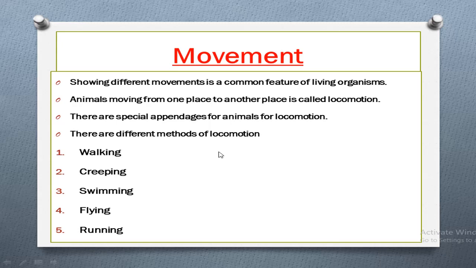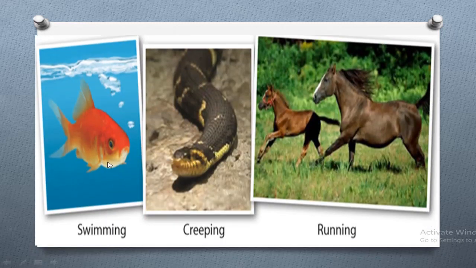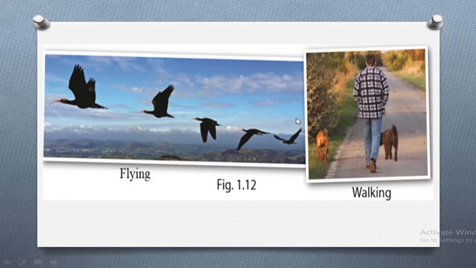Under movements, firstly, we have learned that showing different movements is a common feature of living organisms. Then we learned that animals moving from one place to another place is called locomotion. There are special appendages and different methods of locomotion: walking, creeping, swimming, flying and running.